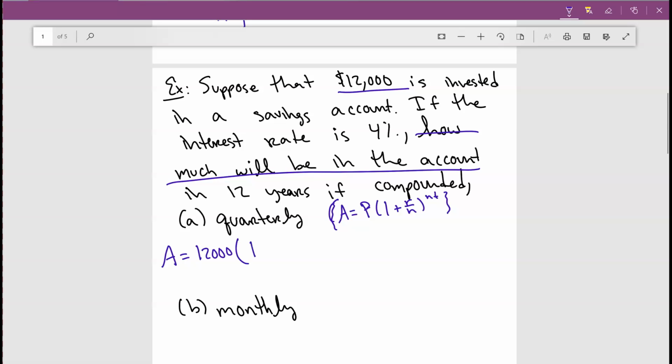Now, plus r. Remember, r, we do not want it as a percent. We have to convert it to a decimal. 4%, remember, we can drop the percentage sign and move the decimal point over 2 places. So this is going to be 0.04, divided by n. n is the number of compoundings. Since it's quarterly compounding, quarterly is 4 times a year, all to the power of 4 times t. t in this case is how many years? 12 years. And all you have to do is put it in your calculator.